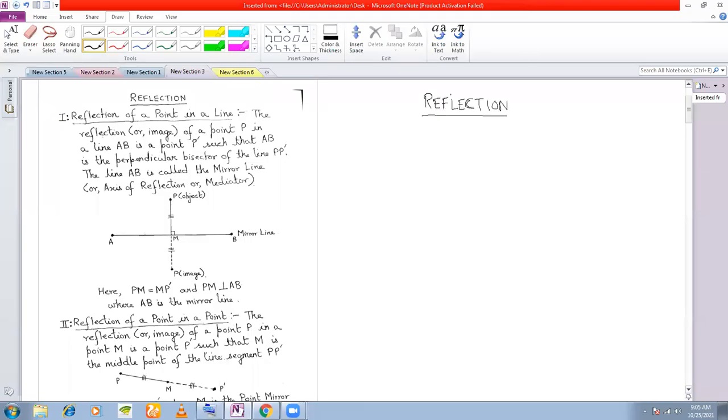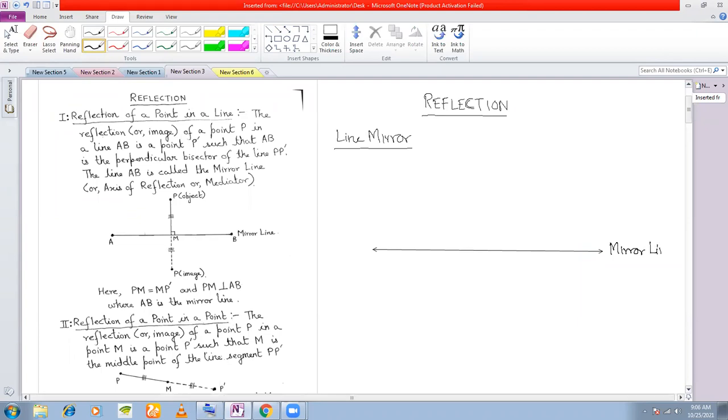So first we discuss the reflection of a point in a line mirror. Now what happens? Suppose you have a straight line. This we call the mirror line. This is your mirror in which you are reflecting. What are you reflecting? You are reflecting, say, a point P. This is your object.